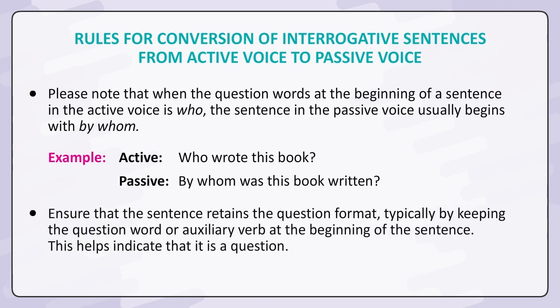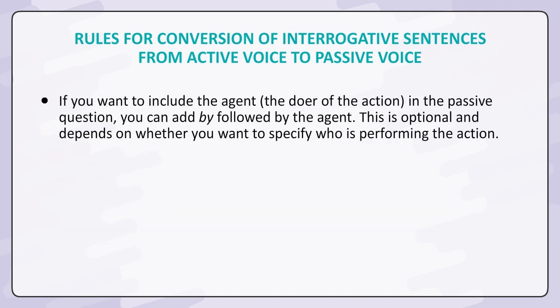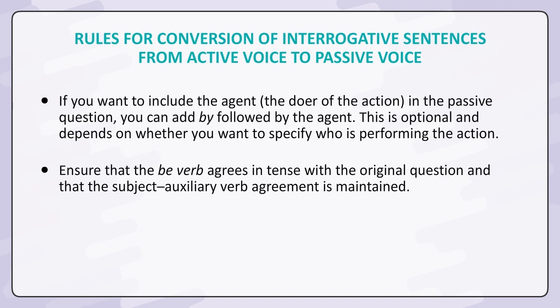Ensure that the sentence retains the question format, typically by keeping the question word or auxiliary verb at the beginning of the sentence. This helps indicate that it is a question. If you want to include the agent, the doer of the action, in the passive question, you can add "by" followed by the agent. This is optional and depends on whether you want to specify who is performing the action.